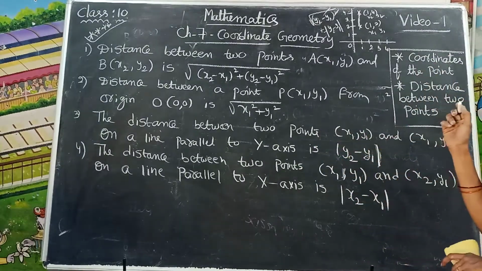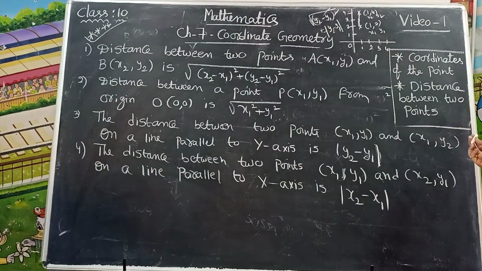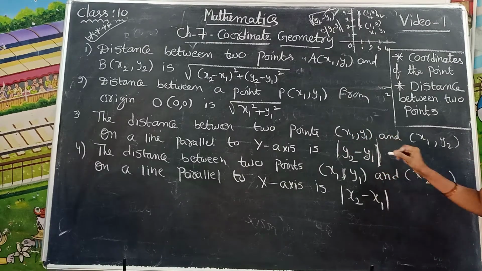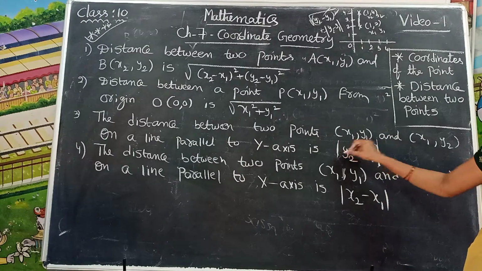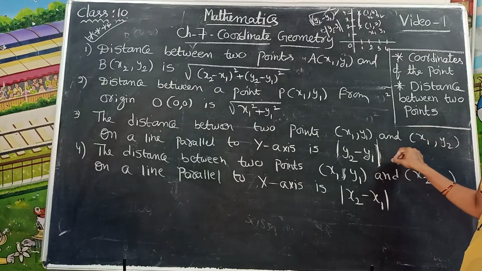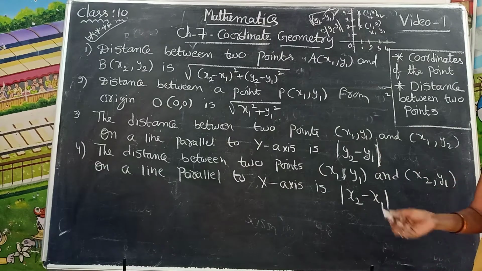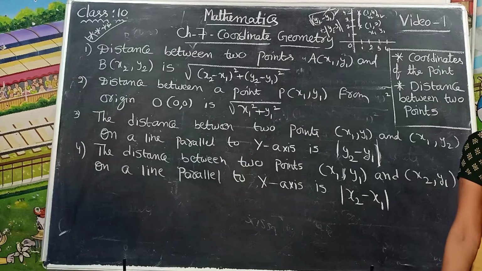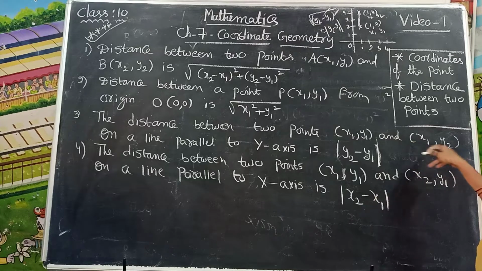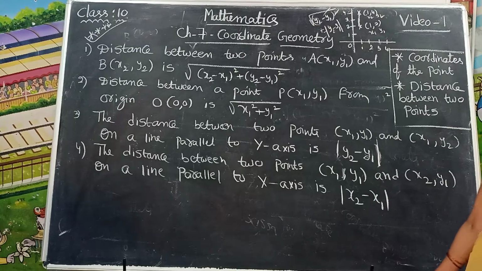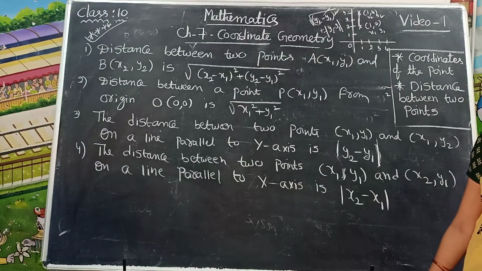What is the use of keeping mod? Sometimes if you do not keep mod, you get the value of y2 minus y1 as negative, and the distance should not be negative. If mod is there, the absolute value becomes positive. Suppose you got mod of minus 4, then the value is plus 4. If you do not keep mod, you get minus 4, and the distance should not be negative. That's why the distance between the two points (x1, y1) and (x1, y2) on a line parallel to the y-axis is mod y2 minus y1.